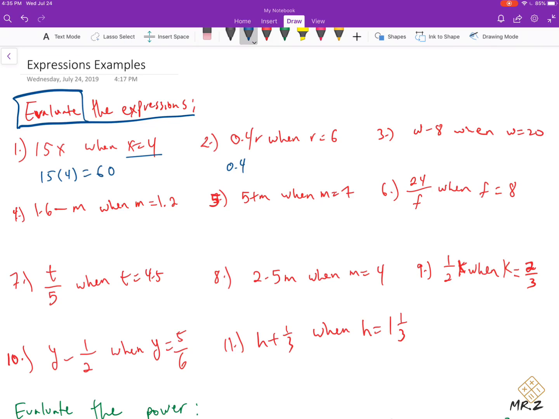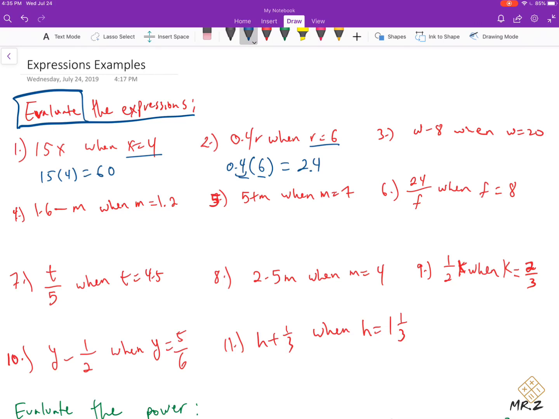0.4r, again 0.4 times r, and r is 6, so 0.4 times 6. Again, when you're multiplying decimals, it's very simple. If you just focus on 4 times 6, we know that's 24, and that's just one decimal place, so 2.4.